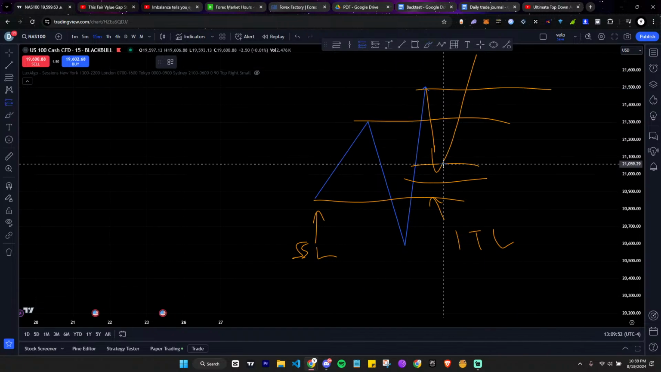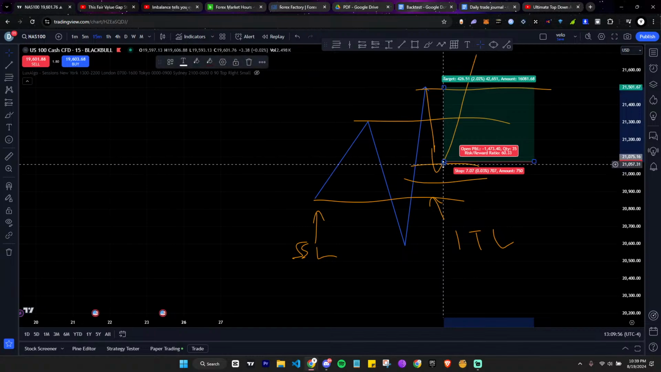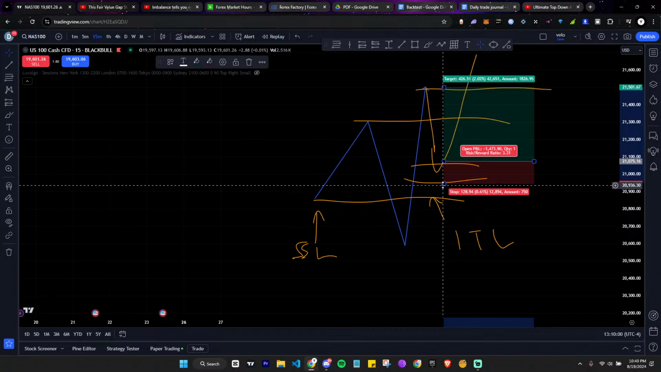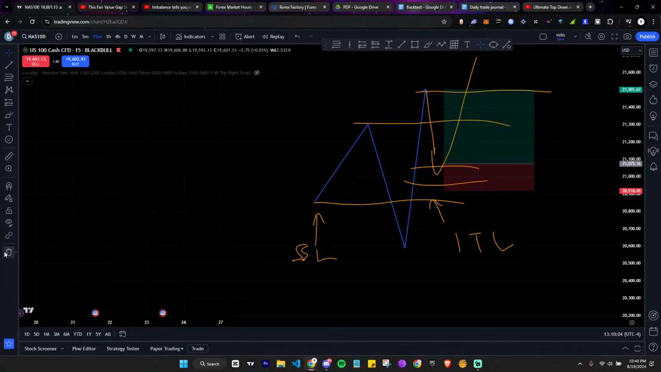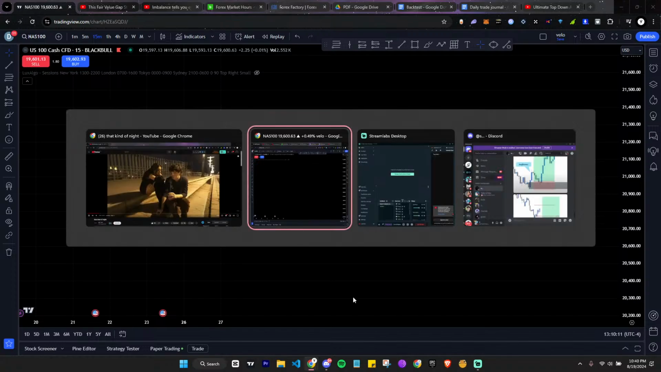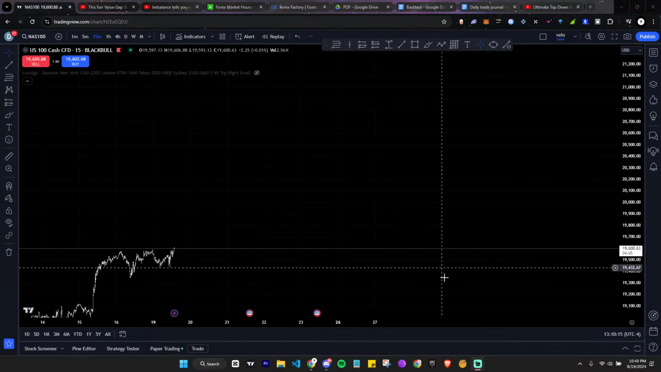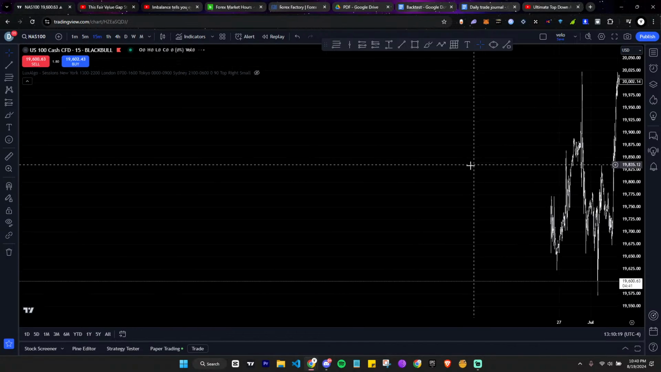What's this? Pretty simple. With that in mind, let's backtest. It's pretty simple. So now let's go back in time to some random spot.